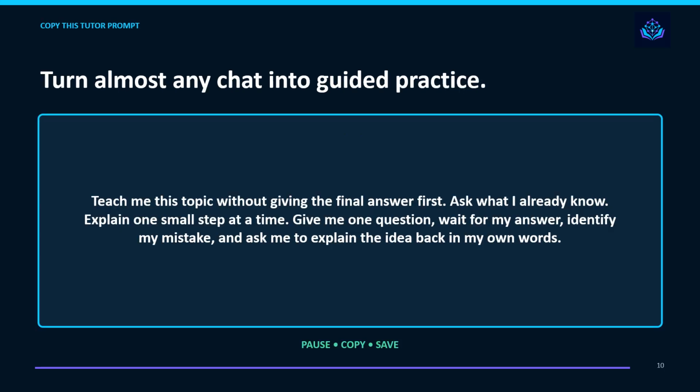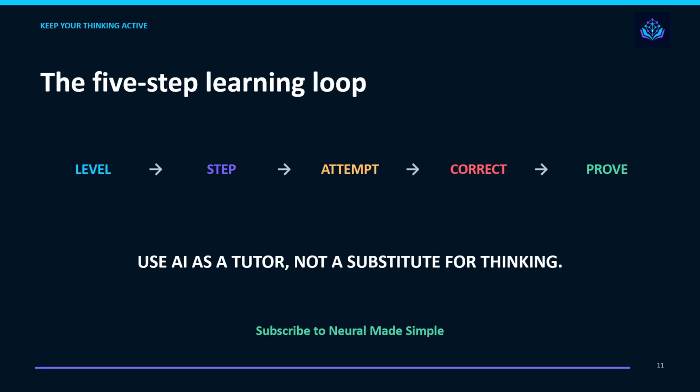Copy this tutor prompt. Teach me this topic without giving the final answer first. Ask what I already know. Explain one small step at a time. Give me one question, wait for my answer, identify my mistake, and ask me to explain the idea back in my own words.